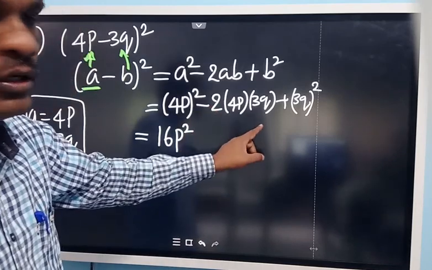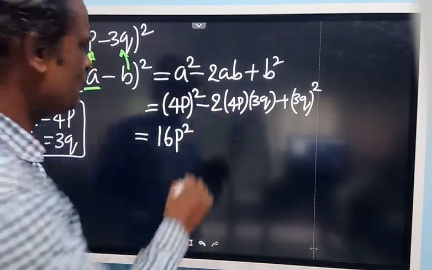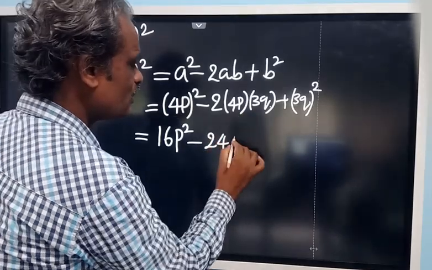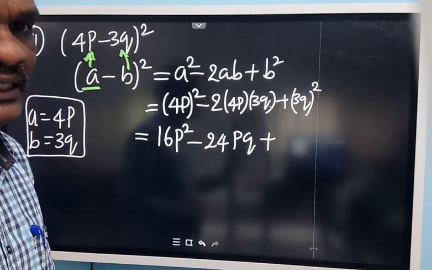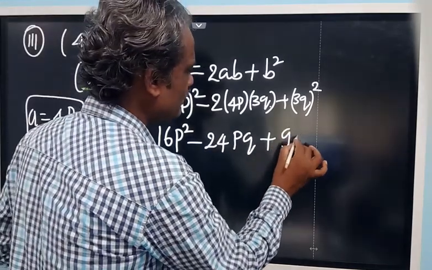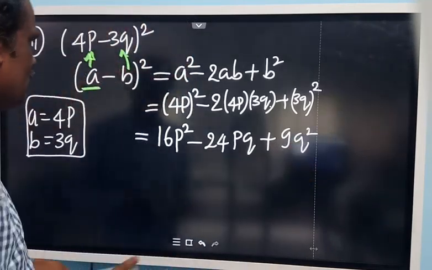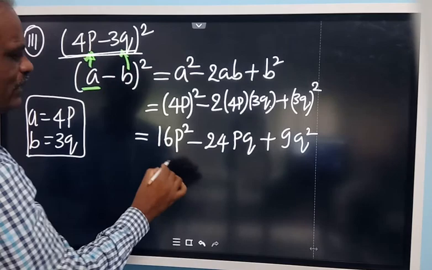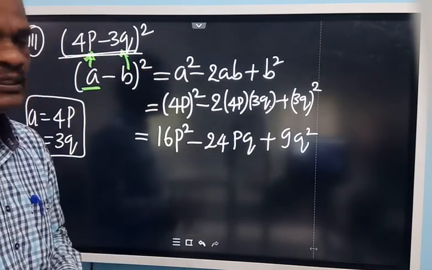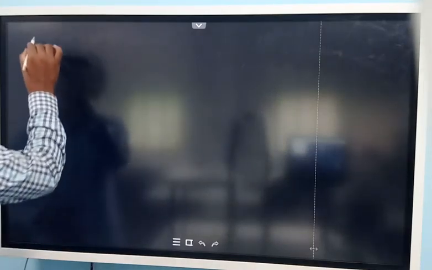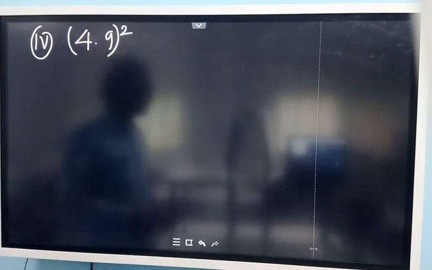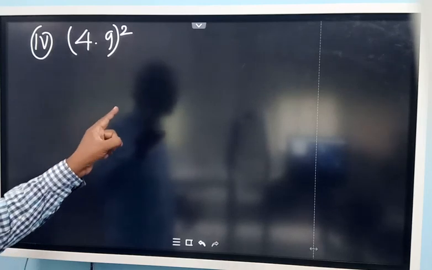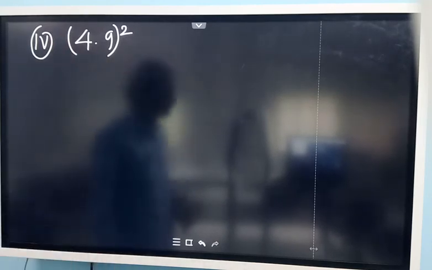Then multiply the coefficients first. 2 4s are 8, 8 3s are 24. Minus 24pq. Plus 3q whole square means write it twice, 3q into 3q. It is 9q square. So that's the solution. (4p minus 3q) whole square can be written as 16p square minus 24pq plus 9q square. Now, the fourth question is like this: 4.9 whole square. You can solve it directly also, but the instruction given is to use the identity and solve it.